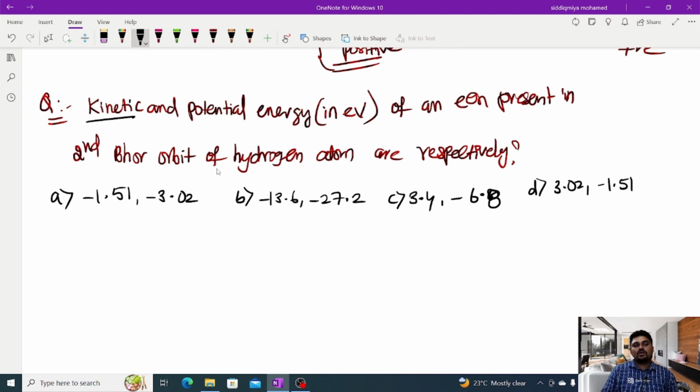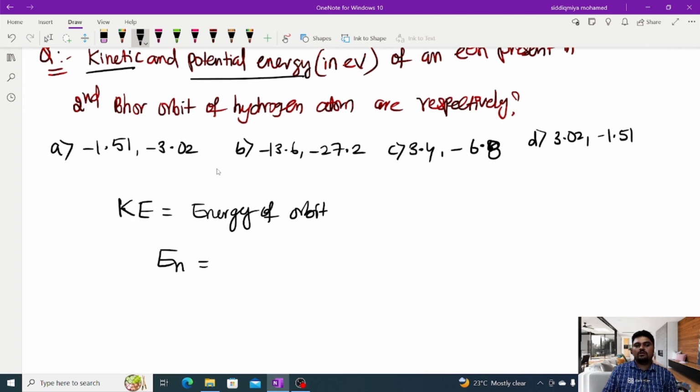Kinetic and potential energy in eV of an electron present in second Bohr orbit of hydrogen atom are respectively. First we will find out kinetic energy. How to find out kinetic energy? Just now I told, kinetic energy is nothing but the magnitude of total energy, the energy of the orbit. So En is equal to, in electron volt, minus 13.6 into Z square by n square eV.